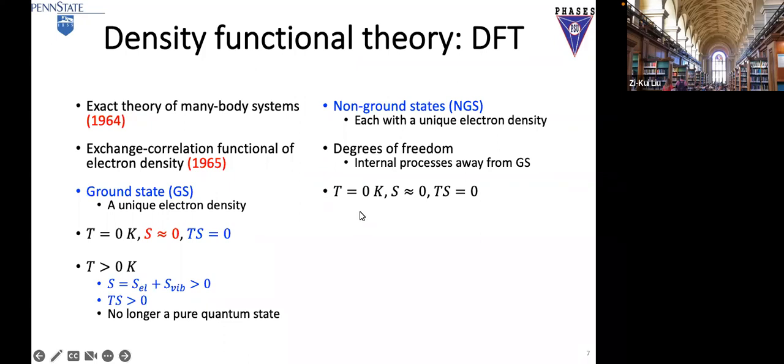And now when you go to finite temperature, the same thing, you're going to get two contributions from electronic and vibrational, so it's not equal to 0 anymore. So now you see that for those states from DFT, they don't have 0 entropy. The entropy is not 0 at finite temperature. And they have a contribution to the total energy of the system, which is not included in the statistical mechanics.